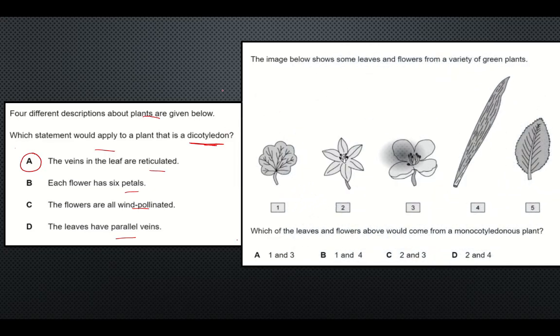Let's solve another MCQ. The image below shows some leaves and flowers from a variety of green plants. Which of these leaves and flowers above would come from a monocotyledonous plant? As they are talking about a monocotyledonous plant, we know that in monocotyledons, the leaves have parallel veins and are pointy, and the petals are multiples of 3. So the correct answer of this question is option D, 2 and 4.